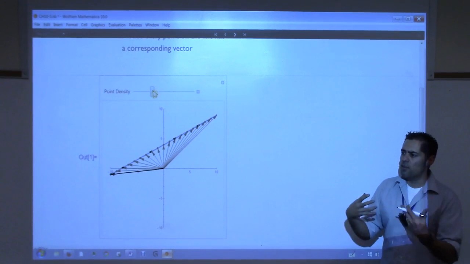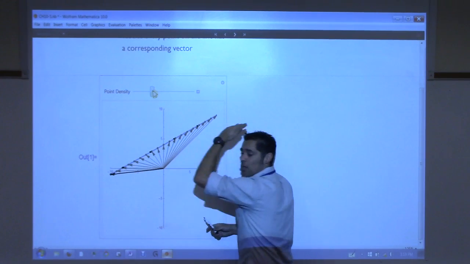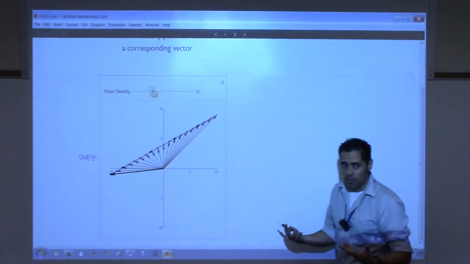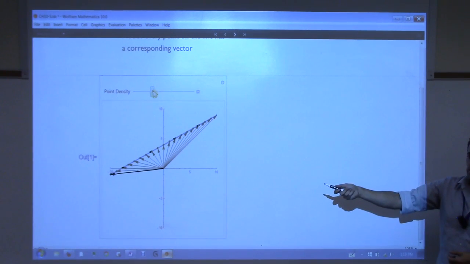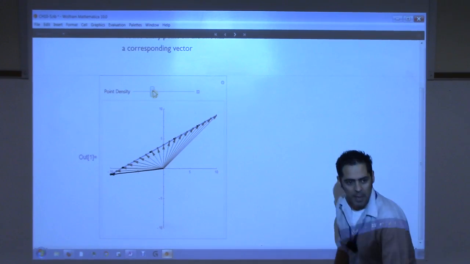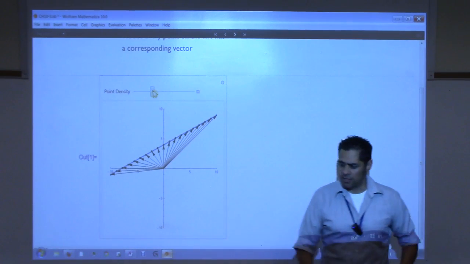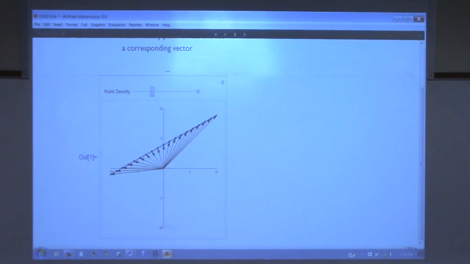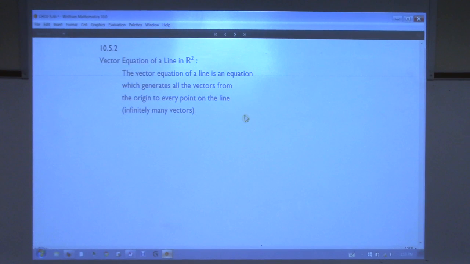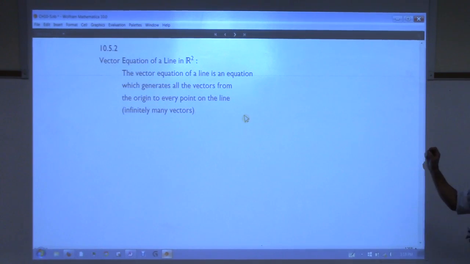So if I can find a way of generating all of these vectors, then I'm basically going to generate the line, aren't I? And so what I'm going to try and come up with now is a way of generating all those vectors. That's what I'm going to try and do. Now, how many are there? Infinitely many, right? So it's going to be some sort of function that's going to be able to draw all those vectors. So that's what I say here. The vector equation of a line is an equation which generates all the vectors from the origin to every point on the line. There's infinitely many.